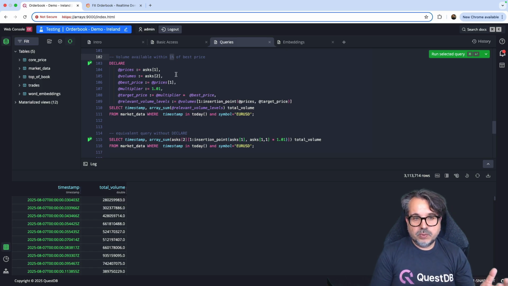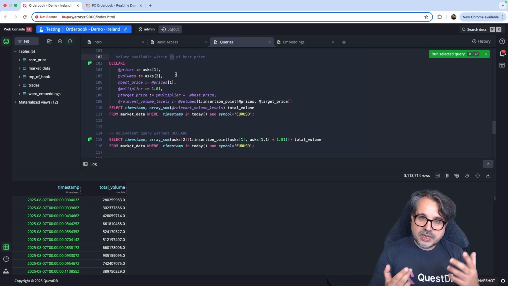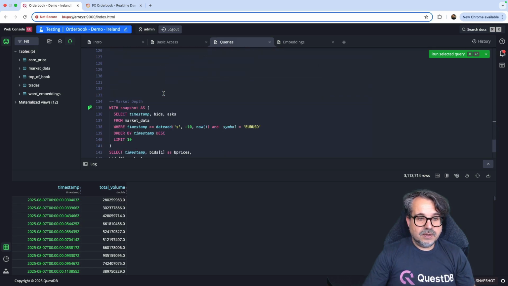If you wanted to do this without arrays, you can do it, it's just trickier. So once you get your head around the new array functions, they are very, very convenient, and as you can see, they are quite efficient.